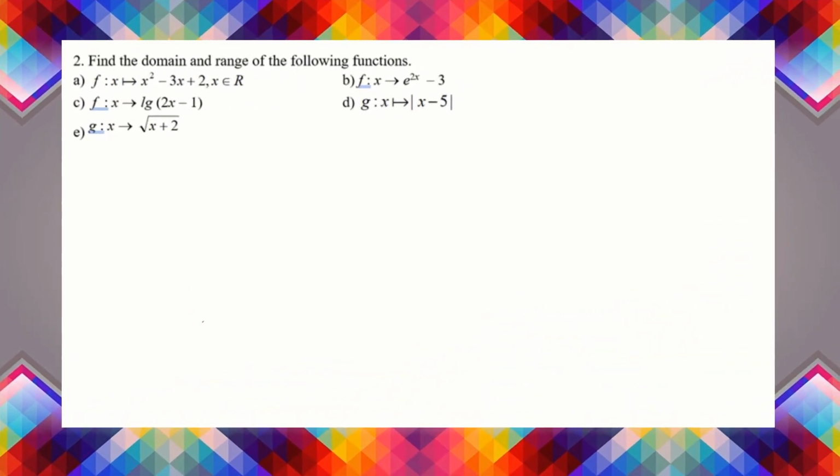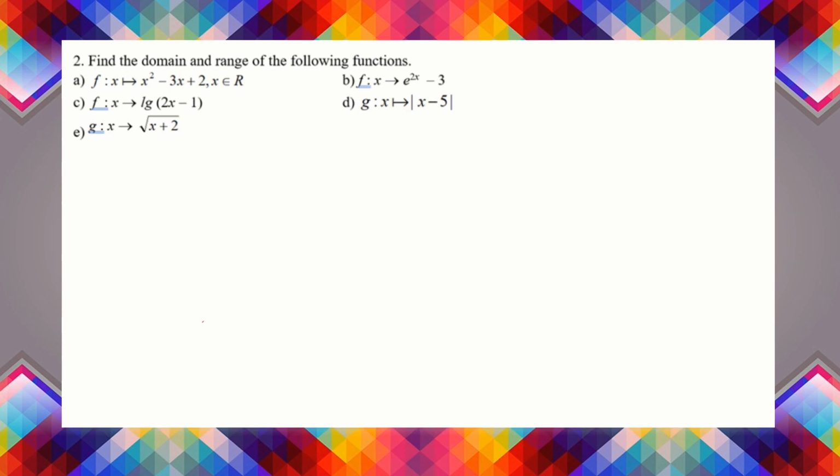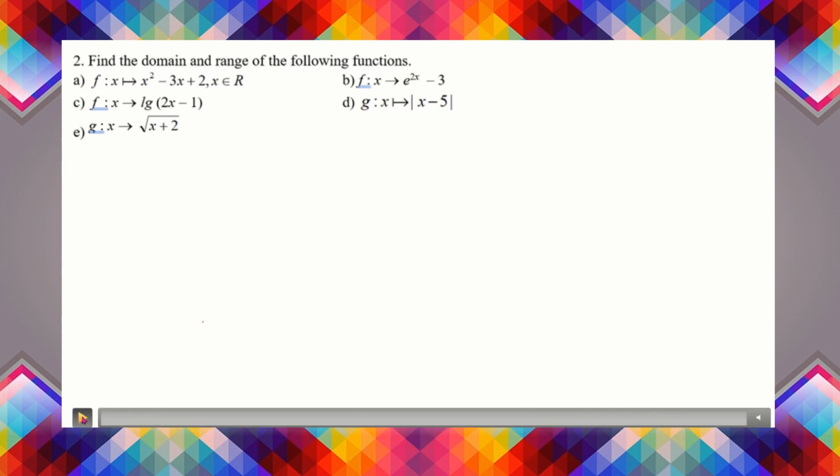Now in this example, we are asked to find the domain and range for the following functions, but the graph is not given. So in this case, we need to sketch the graph on our own. First we go to A. A is f of x equals x squared minus 3x plus 2.